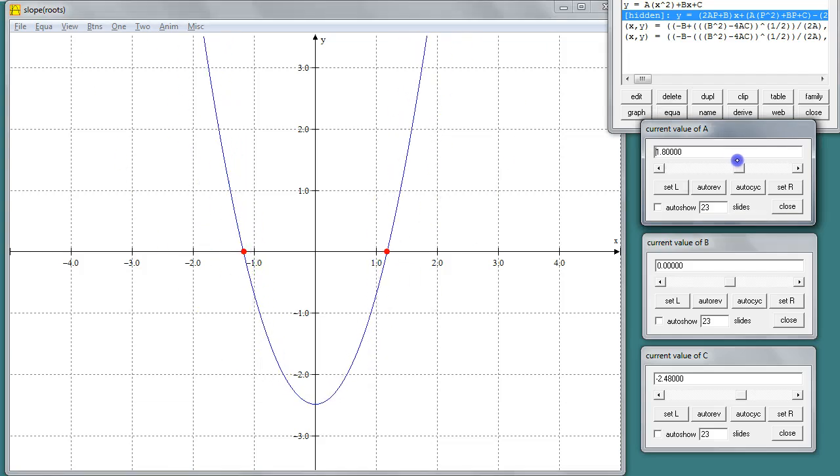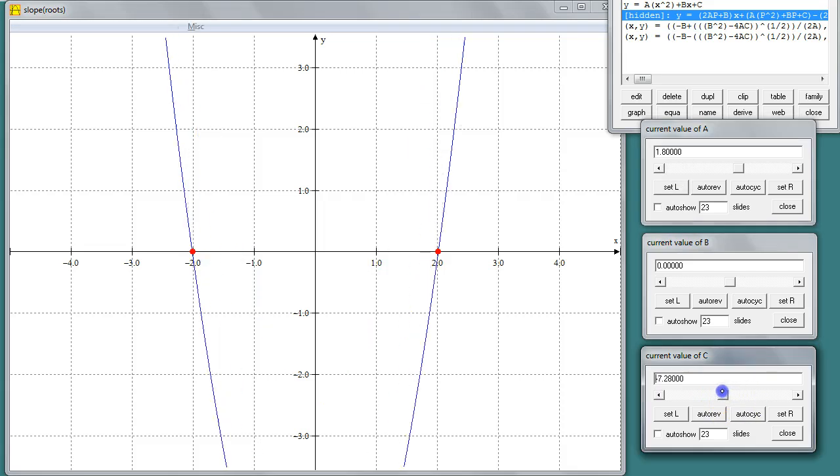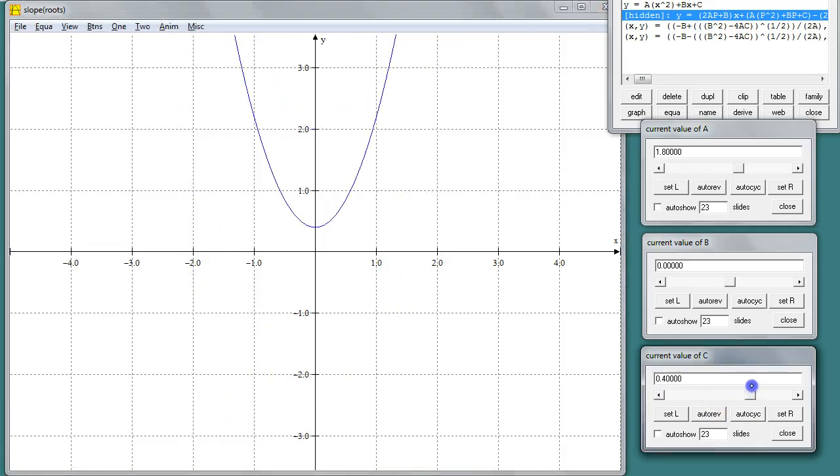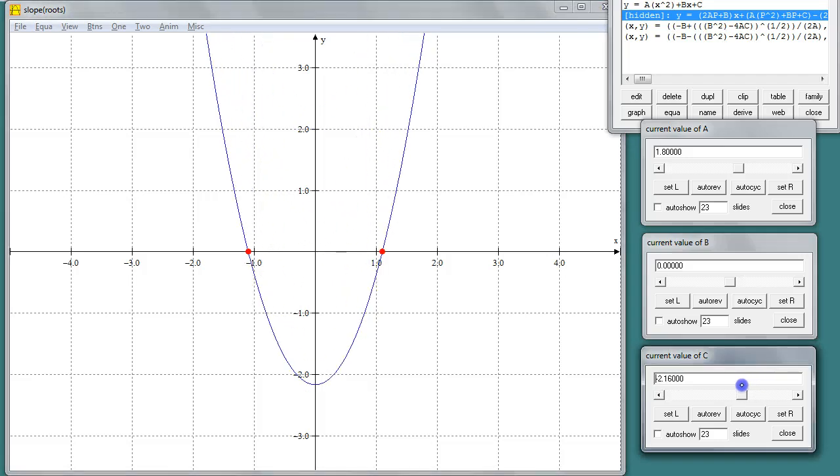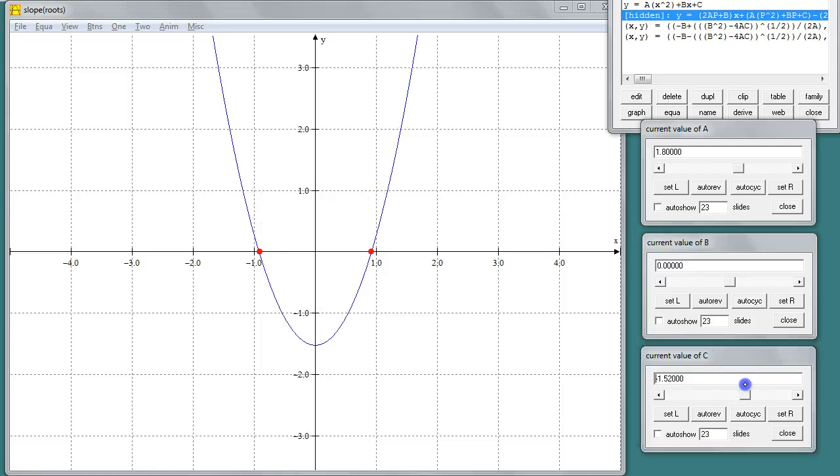Sort of interesting. But I want you to mainly focus on when I change the value of c, the x-coordinate of the vertex doesn't move at all, because all it does is move the parabola up and down, the value of c.